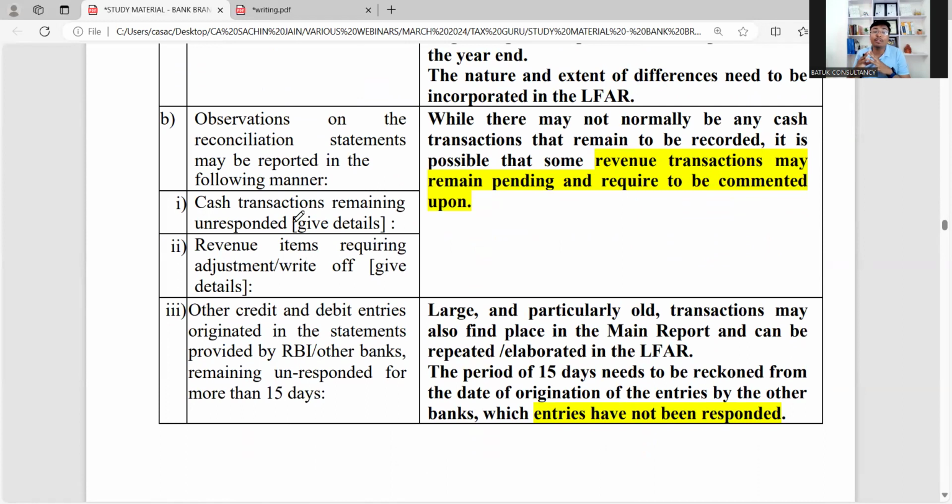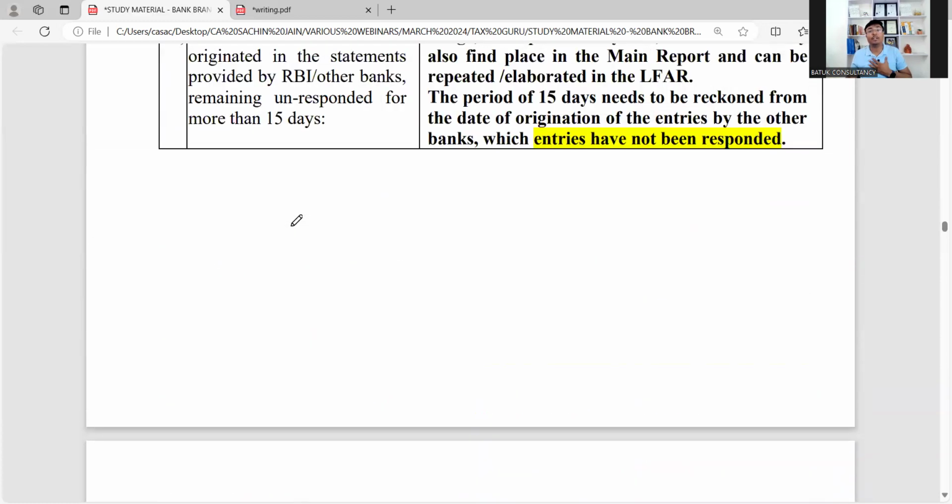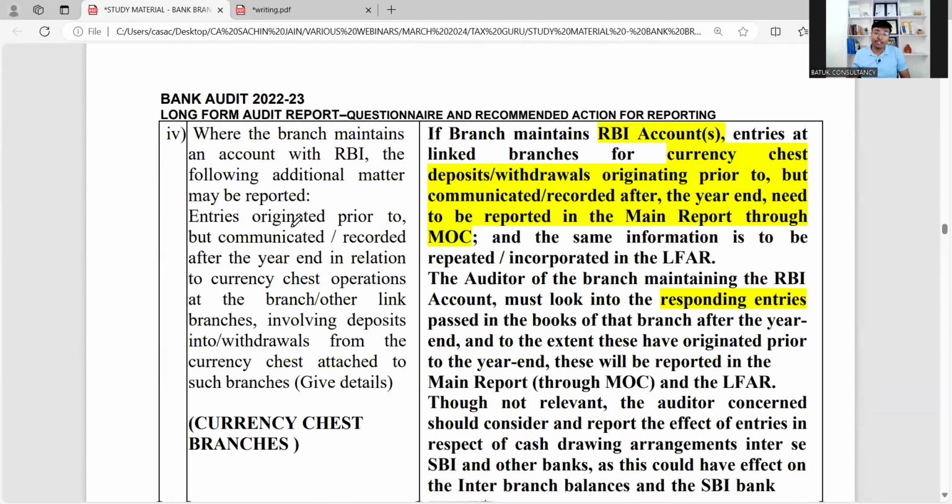We also need to ask about the cash transactions remaining unresponded. If there are any differences between the reconciliation statement by the counter bank and by our bank for which we are doing the audit, in that case we need to have the reconciliation statement. These are the documents required for that particular audit purpose. If there are any debit and credit entries, we need to check whether there are any unresponded entries, and in that case we need to start the reconciliation.